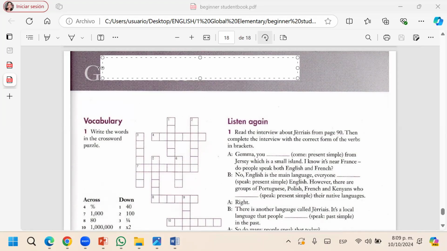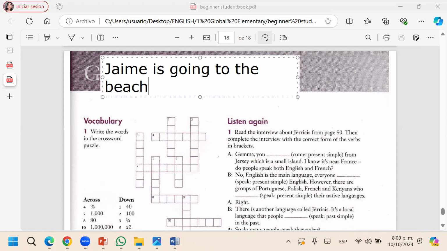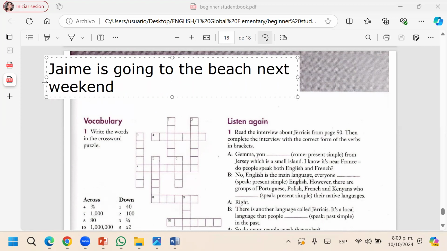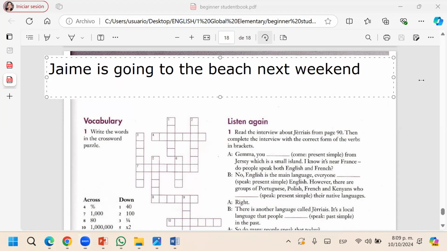The next weekend I'm going to the beach. Uh-huh. Okay. Jaime is going to the beach next weekend. Perfect. Another, let's see, we have Julianis, Reida. Any plan in the future that you have?